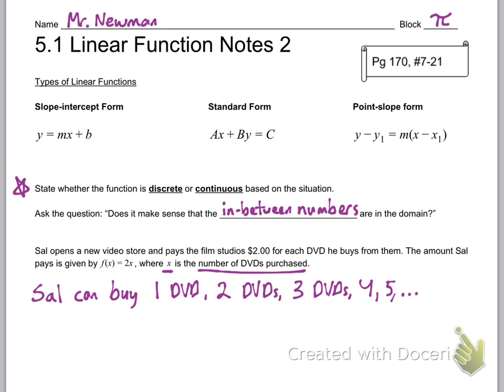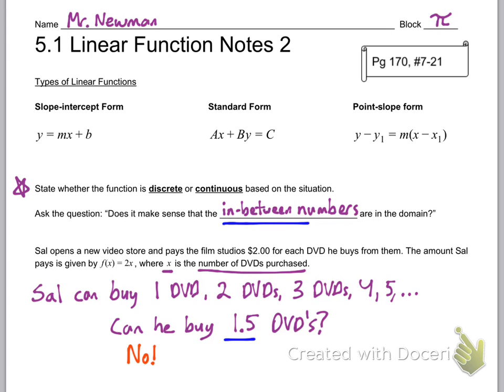He could buy any number of DVDs, but can he buy 1.5 DVDs? You see, that's what I mean by the in-between number. 1.5 is in between the numbers that I listed there. 1.5 DVDs doesn't make sense. So the answer is no, he cannot buy 1.5 DVDs, and that means that our domain and our range are discrete. That means only certain numbers. It doesn't necessarily just mean whole numbers, but only certain numbers, not the in-between numbers, okay? Those numbers may keep on going forever, like he could buy 100 DVDs, 1,000, 1,000,000 DVDs. That could keep getting bigger and bigger, but he can't buy the in-between numbers.